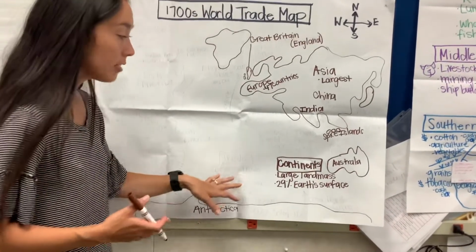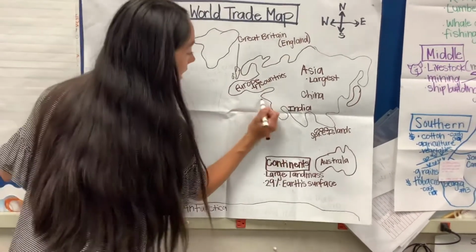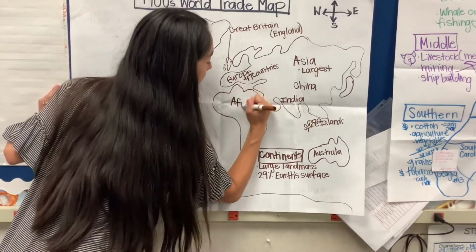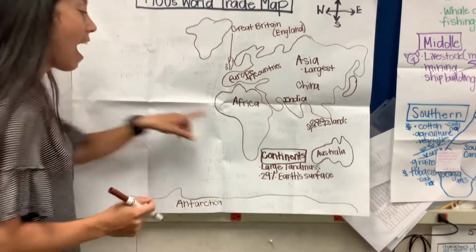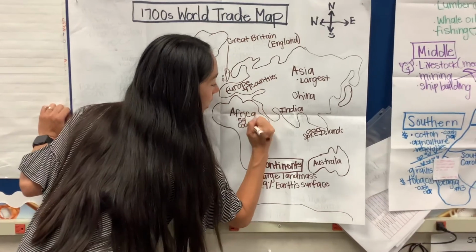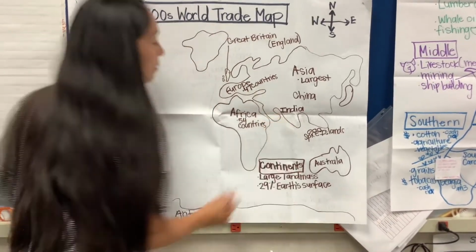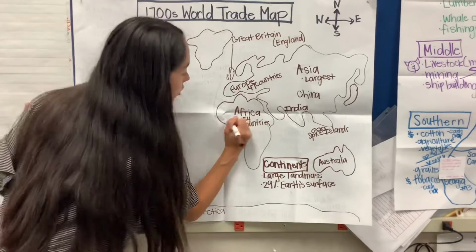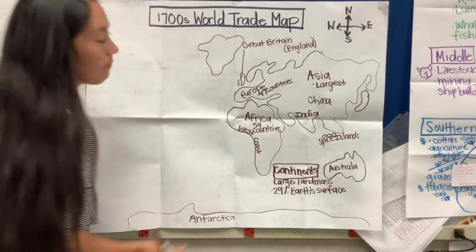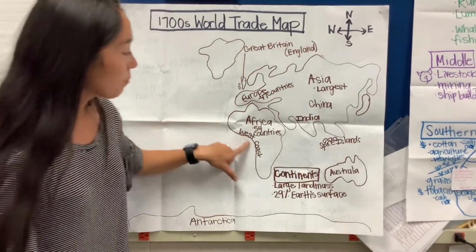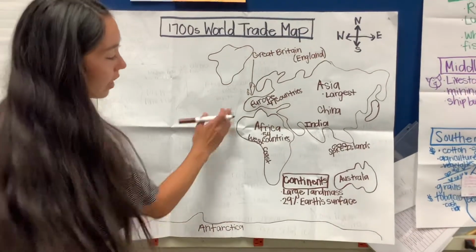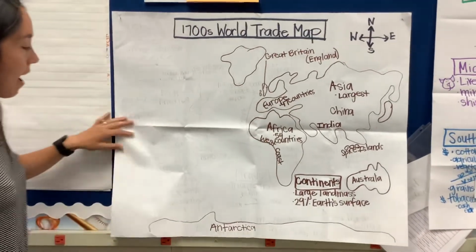The next continent, large landmass, the next continent I want to talk to you about is Africa. Say that with me. Africa. Africa is made up of 54 countries. Say that with me. 54 countries. And this is the west coast of Africa. Say this with me. West coast. So west is one of our cardinal directions, and it is the coast of Africa.